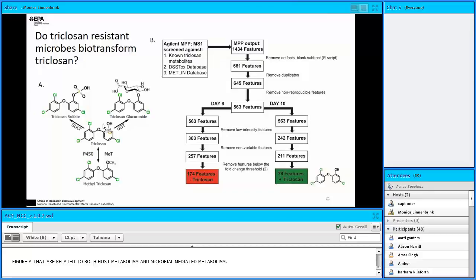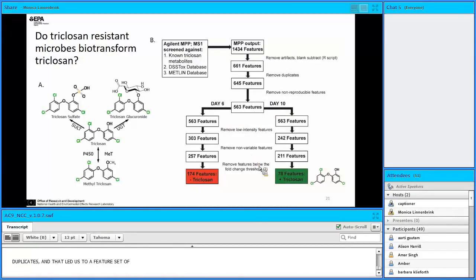The same samples that we used to perform targeted chemistry were also used in a non-targeted assay, and the suite of chemical features that were identified were screened against known triclosan metabolites, the DSSTox database, and METLIN. A bunch of features came out of that and went through a pretty strict filtering protocol to remove artifacts, duplicates, and non-reproducible features, and that led us to a feature set of 563, which were further filtered.